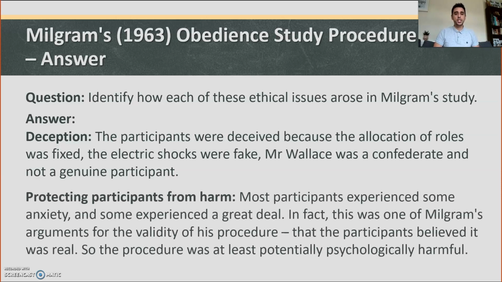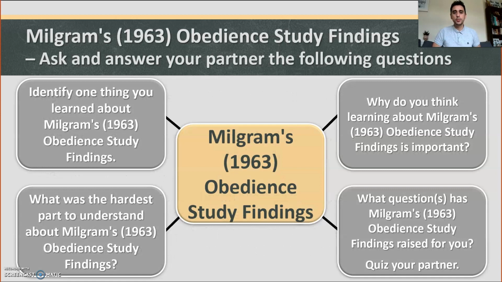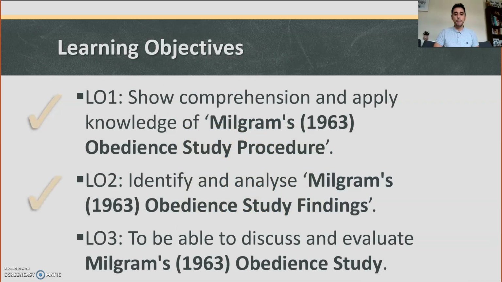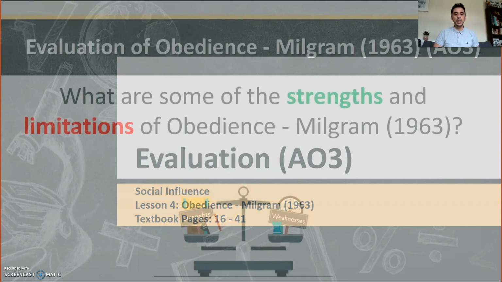Finally, protecting participants from harm. Most participants experienced some anxiety and some experienced a great deal. In fact, this was one of Milgram's arguments for the validity of his procedures, that the participants believed it was real, so the procedure was at least potentially psychologically harmful. And that is Milgram's obedience study findings. That's what he found. 65% of participants went all the way to the highest voltage, 450 volts. They obeyed authority. Let's discuss and evaluate Milgram's obedience study.